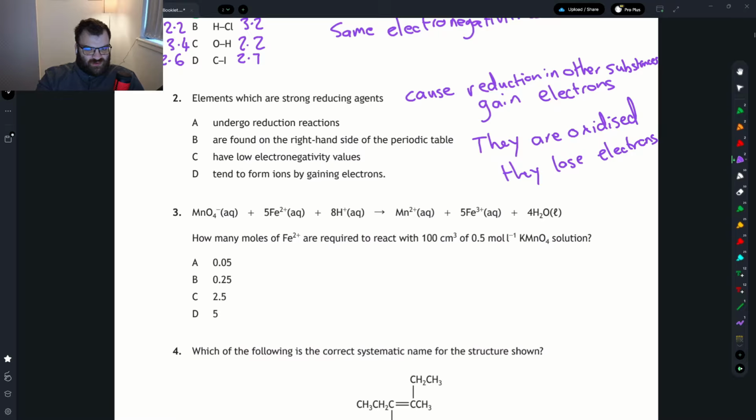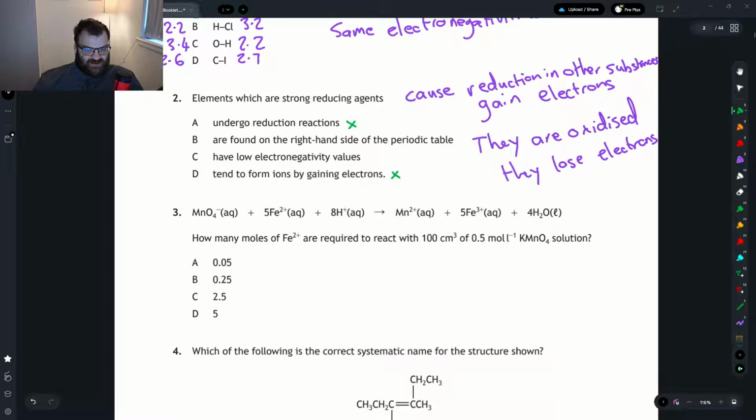So, undergo reduction reactions. Well, that's not true. They cause reduction reactions. Are found on the right hand side of the periodic table, we'll swing back to that one. Low electronegativity values, we'll swing back to that. They tend to form ions by gaining electrons. Well, no, they're going to lose electrons. We're going to rule that one out.